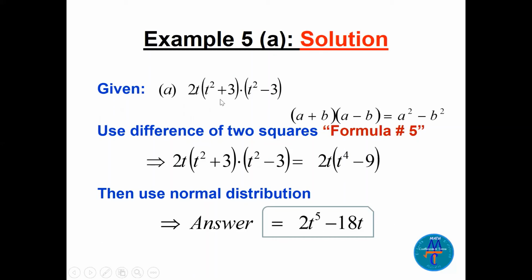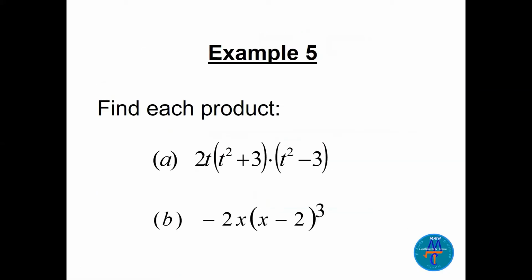Let's see how we do that. I noticed by looking, t squared plus 3 and t squared minus 3 is similar to this formula. Is that similar? Yes. So I square the first term, a squared, minus I square the second term. So t squared, I square it, t to the power 4. 3, I square it, 9, so there is a minus here from the formula. Now multiply by distribution, we just distribute. 2t times this, 2t to the power 5, we add the powers, minus 18t, that's the answer here. Nice question. Can you try number b, please?